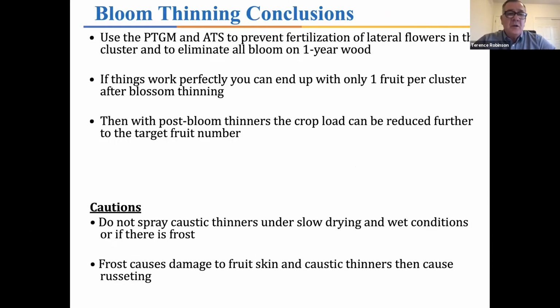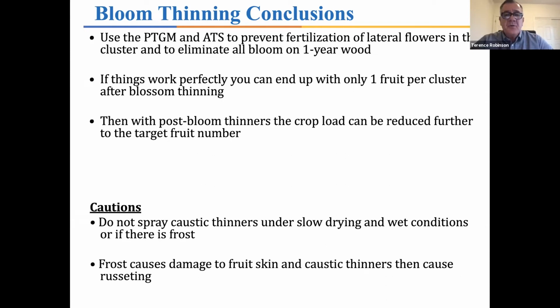So what would we conclude this year? I think that there's still many blocks that would justify an ATS program, but it can best be done using the pollen tube growth model as precisely as you can. What it does, it basically prevents fertilization of the 3 or 4 lateral flowers in every cluster, leaving only the king. And wouldn't it be great to finish bloom and only have 1 fruit in every cluster?